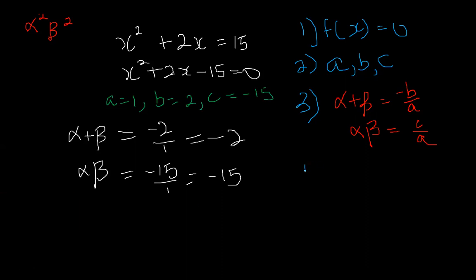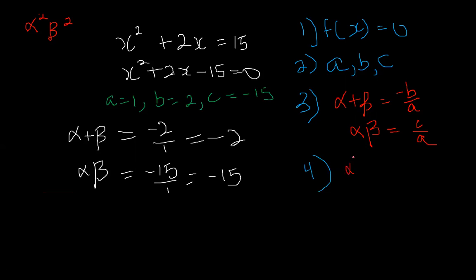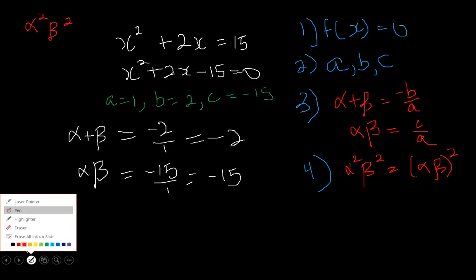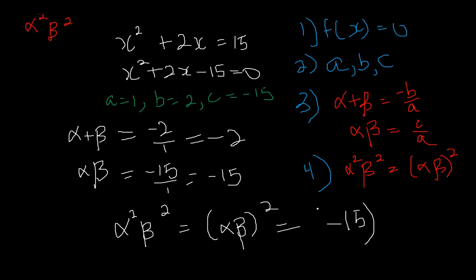And the fourth and final step. Alpha squared beta squared, according to the list, is the same as alpha beta squared. And we already know what alpha beta is. Right? What's alpha beta? Minus 15. So what's the square of that? Anybody could answer me.